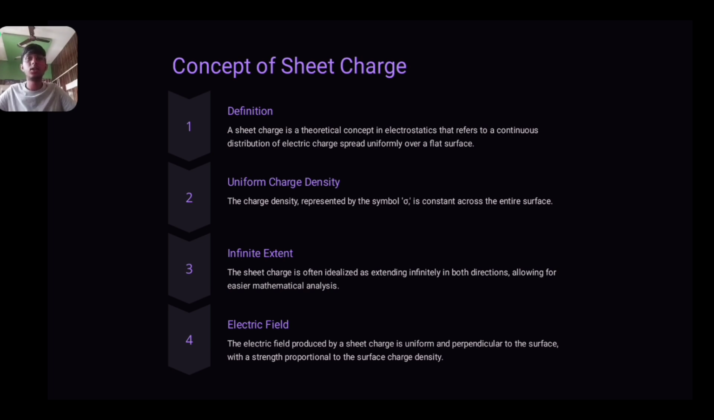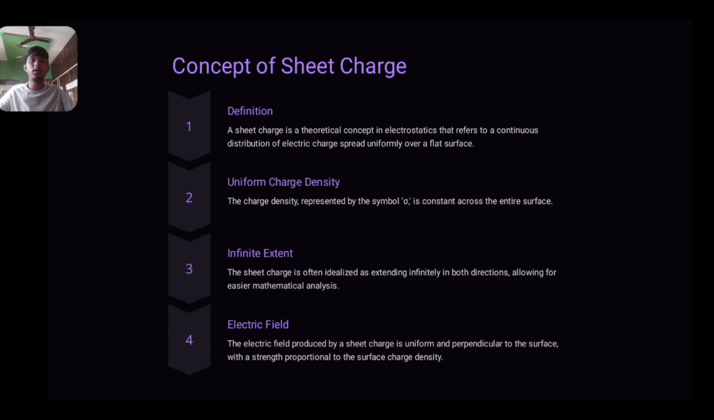Infinite extent: the sheet charge is often idealized as extending to infinity in both directions, allowing for easier mathematical analysis. Then the final point is electric field. The electric field produced by a sheet charge is uniform and perpendicular to the surface, with a strength proportional to the surface charge density. Then let us discuss the characteristics of sheet charge.